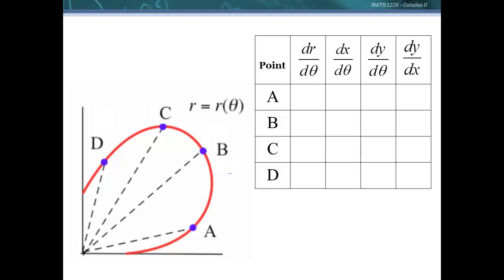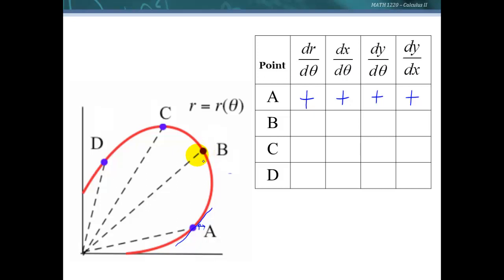or negative or zero. So at point A, if we increase theta a little bit, we see that our radius r also increases. So this rate of change would be positive. As we change theta, we see that x increases because we're moving this way. So that's also positive. We see that y also increases. That's also positive. And then dy dx is the slope of the tangent to the curve, and we see that that's also positive.